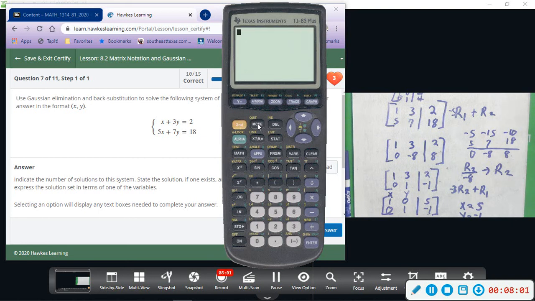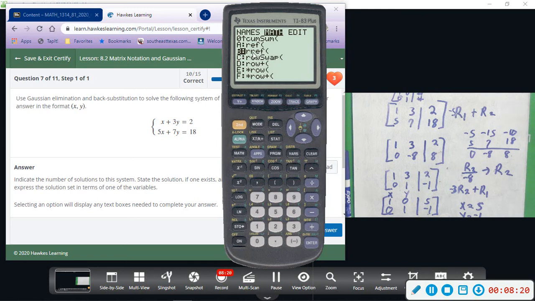Alright, so now we're going to tell it to solve it for us. So you're going to go back, second matrix. Alright, so we went to edit. Now we're going to the middle math. So we're going to arrow right to the middle. And it's going to be easier if you arrow up. So you're going to arrow up to RREF.